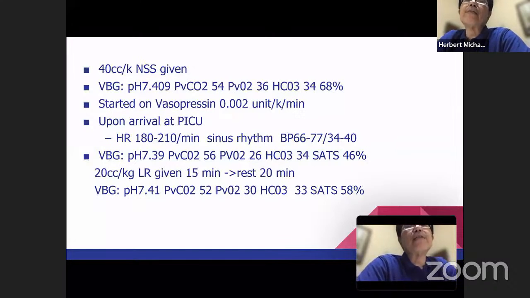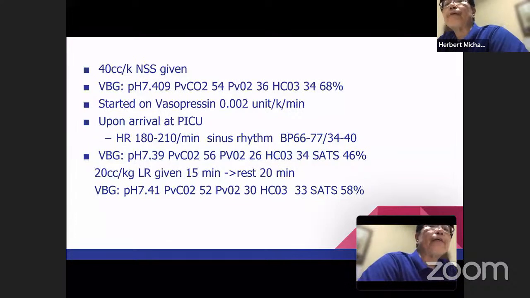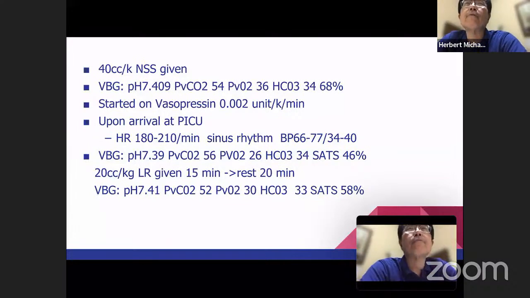Using the venous blood gas, you can only have an idea of the pH and the PCO2. You cannot make a comment on the oxygenation. But we know that the venous saturation should actually be 70%. And since the patient, despite the fact that he received 40 cc per kilo, had no blood pressure that could be obtained, we decided to start this patient immediately on a dose of vasopressin.